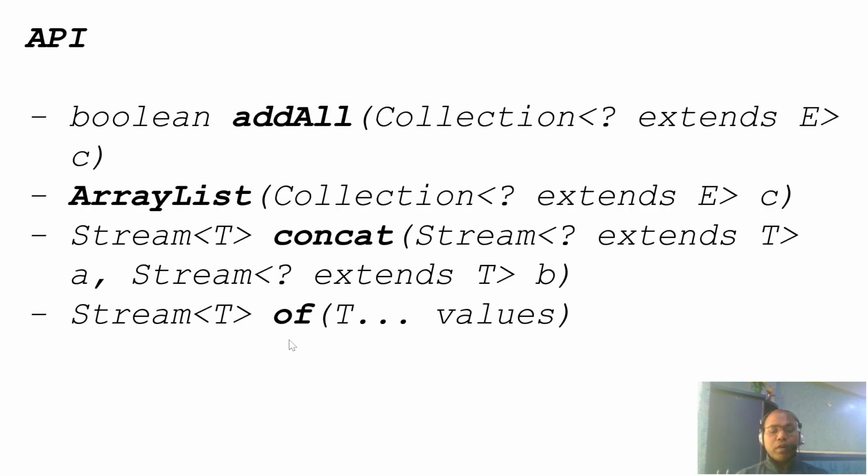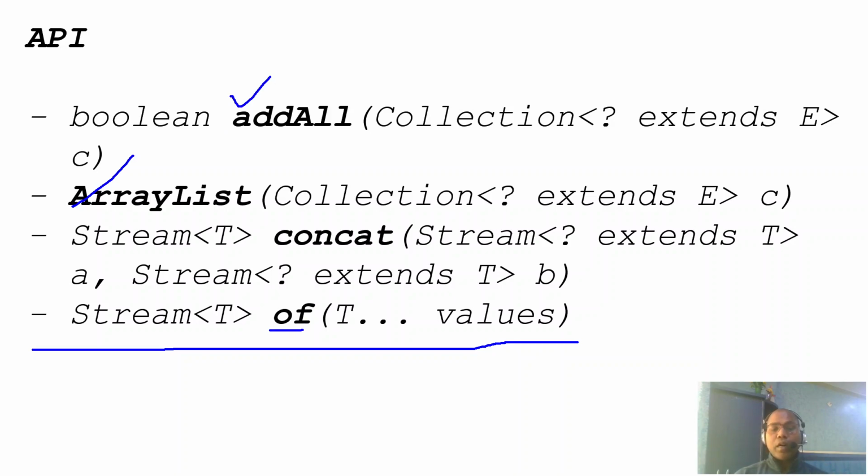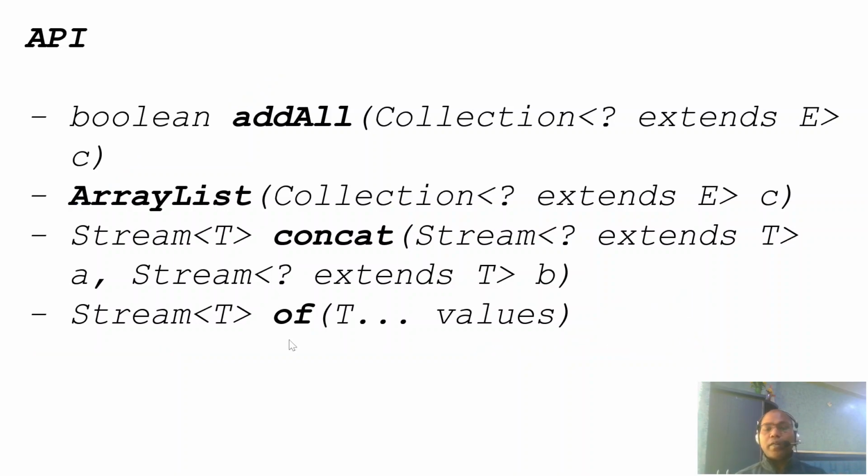So the best way is this of method, which is concise, and you are not going to invoke any constructor, like here where we have to create the ArrayList and manually invoke the addAll method. All these things are done internally by the of method. It just expects all the collections and lists you want to combine, and after that you invoke flatMap and toList, and finally you get the data.